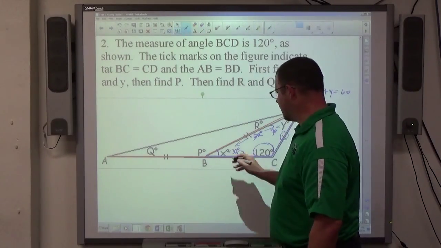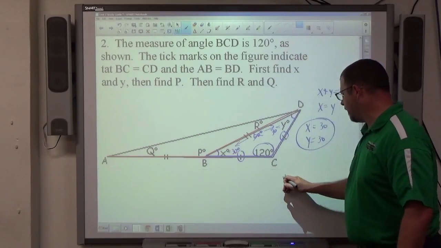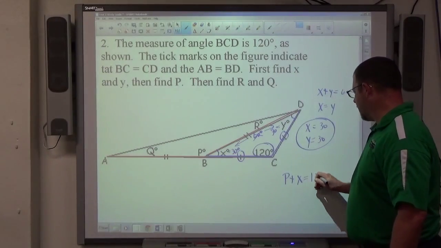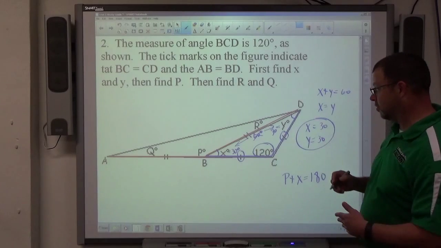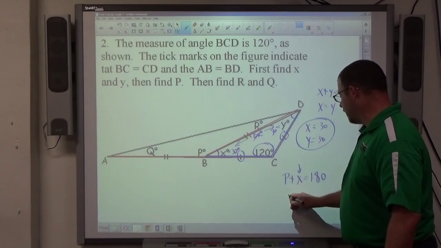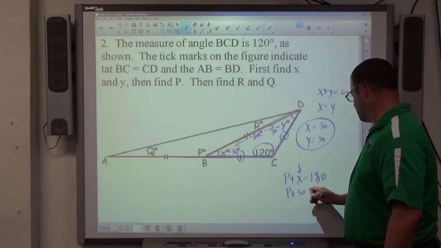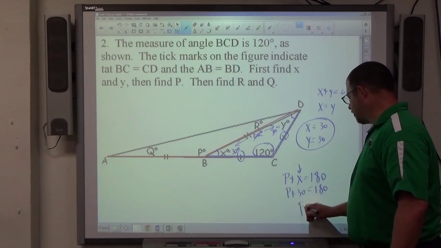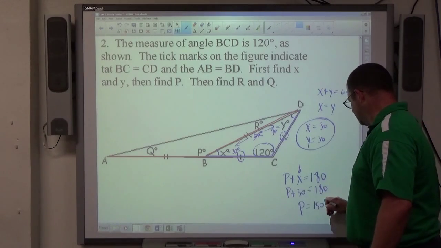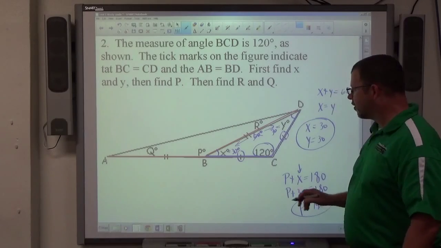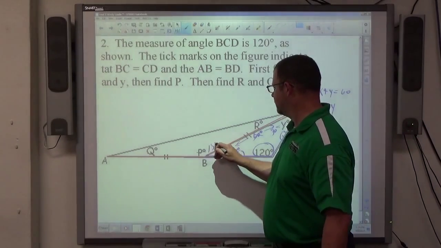we'll notice that p and x together make that straight line. So I know that p plus x has to be 180 because that's a straight line. X is 30 degrees. Therefore, p must equal 150. Just like that, I figured out what p equals.